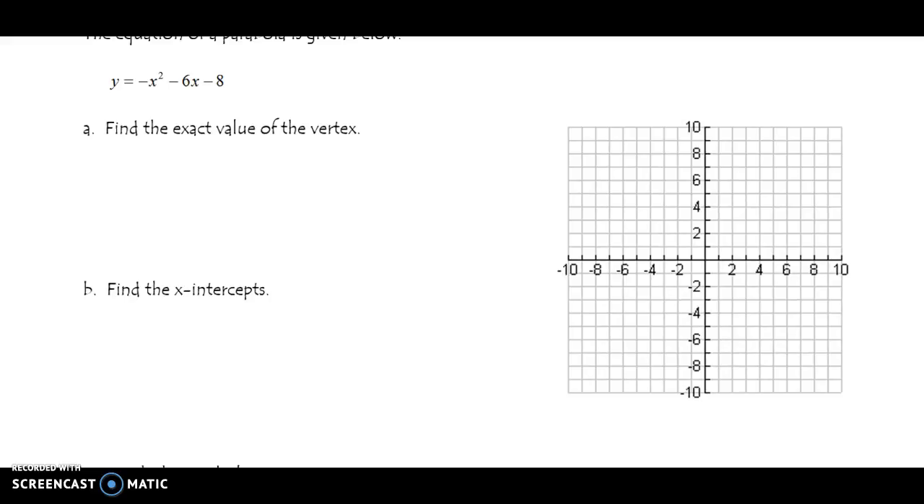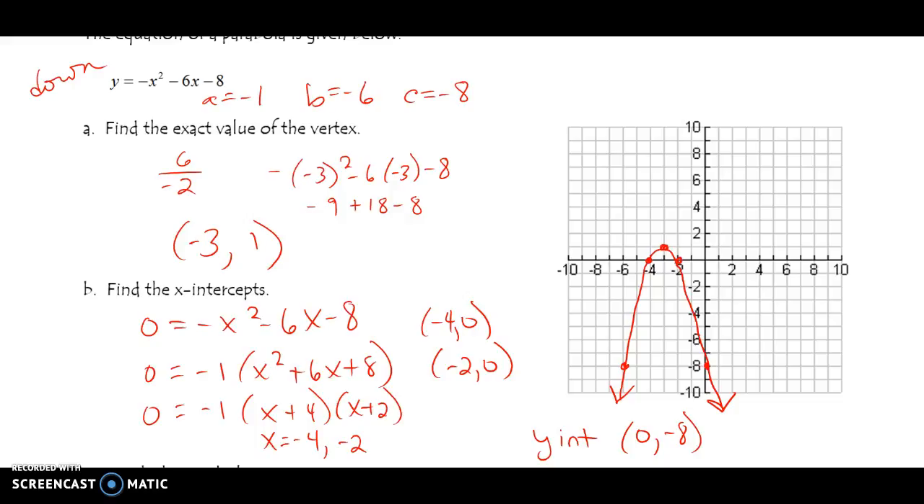So I want you guys to do example 3. Okay, check your work. This parabola would open down because a is negative, b is negative 6, c is negative 8. So we find the x-coordinate of that vertex by doing the opposite of b, which would be 6, over 2 times negative 1, which is negative 2. So we get the x-coordinate of negative 3.